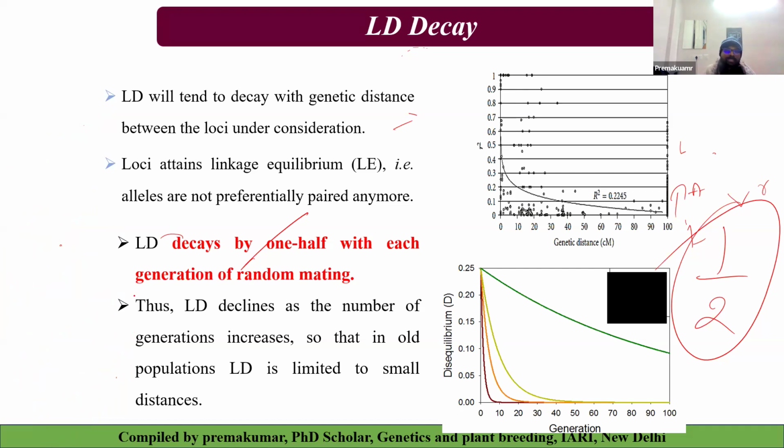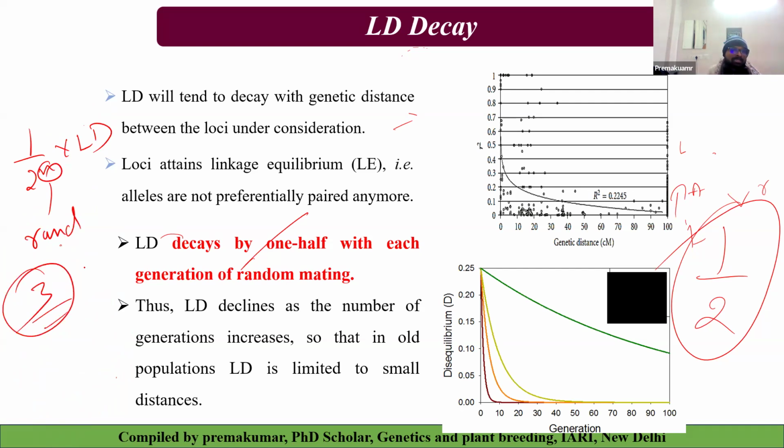Random mating will decrease LD by a factor of 1/2^n, where n is the number of times a random union occurs. For example, if three generations of random union occur, then 1/2^3 multiplied by your LD value will be your answer. Like this, we are estimating the LD.